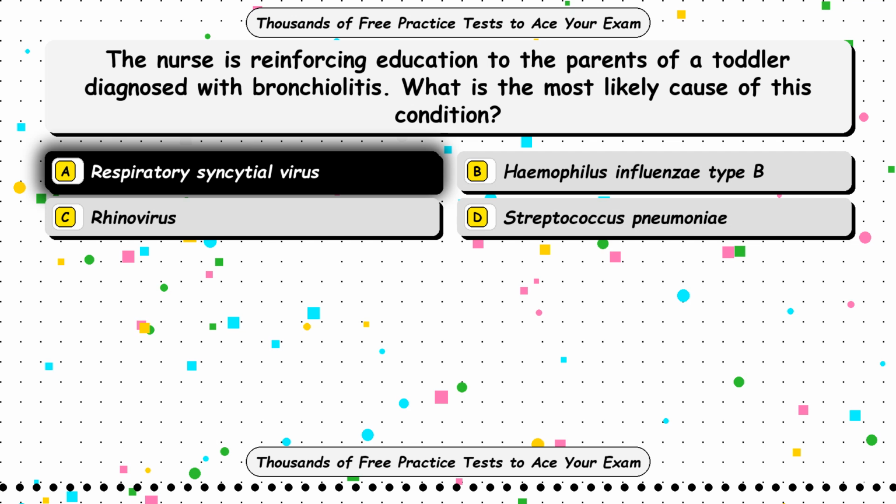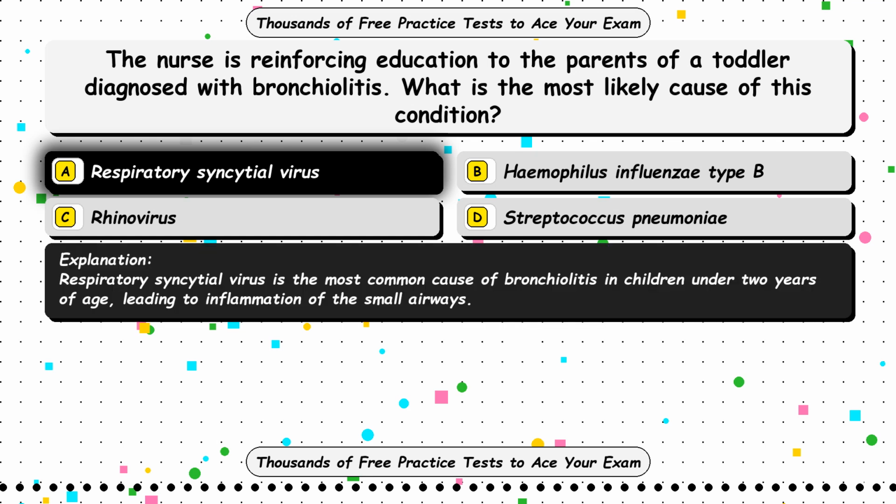The correct answer is option A, respiratory syncytial virus. Respiratory syncytial virus is the most common cause of bronchiolitis in children under 2 years of age, leading to inflammation of the small airways. Question 20.